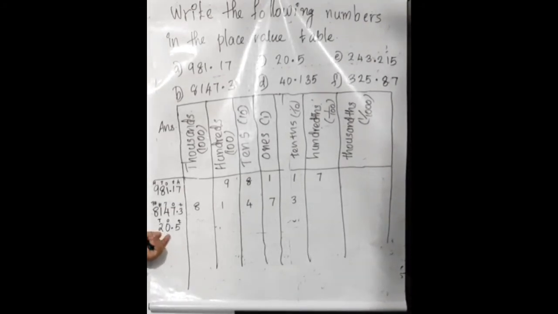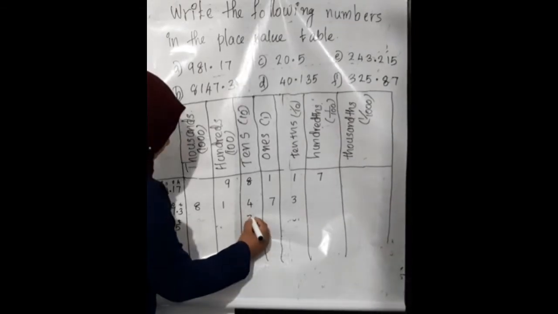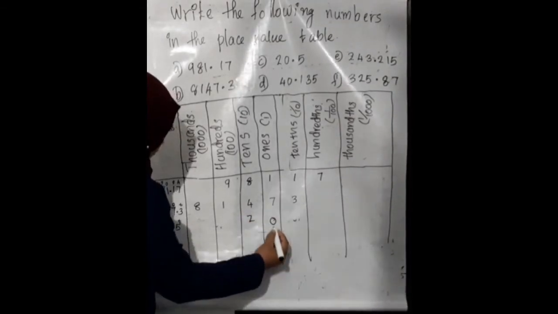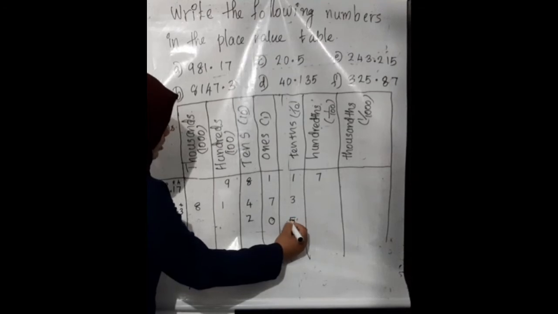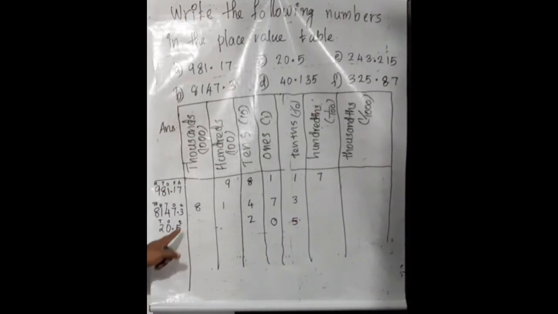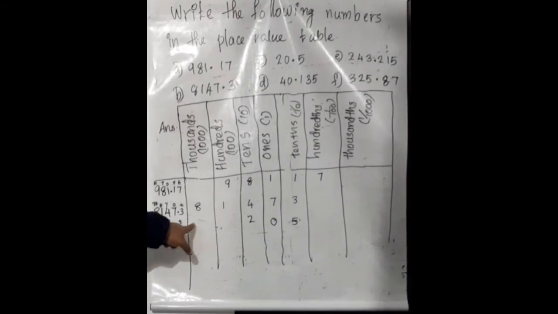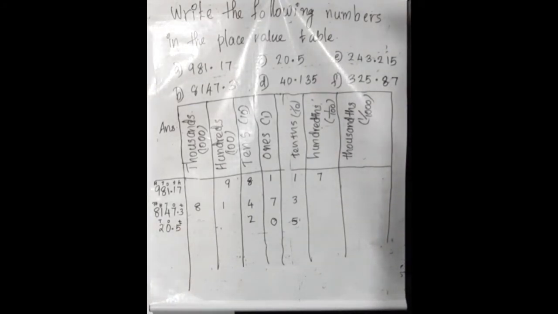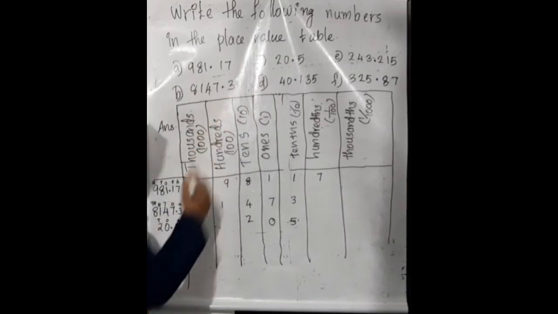Then what is the place value of 2? 2 is in the place of tens, 0 is in the place of ones, and 5 is in the place of tenth. And which is the next number?